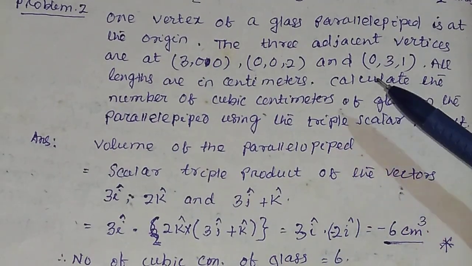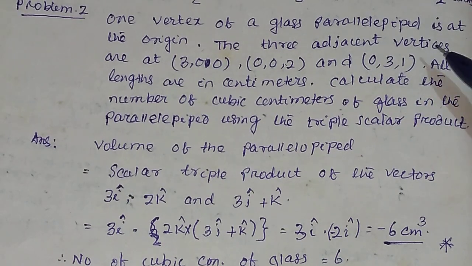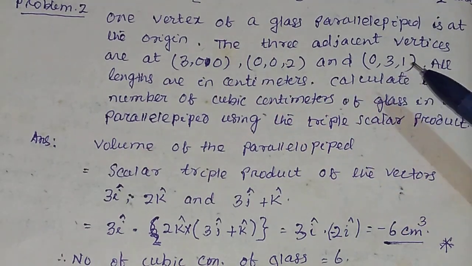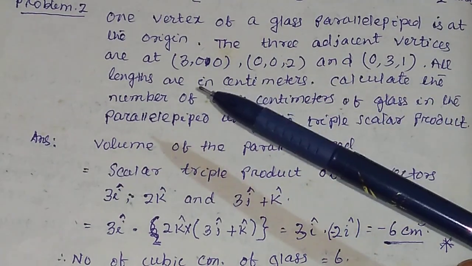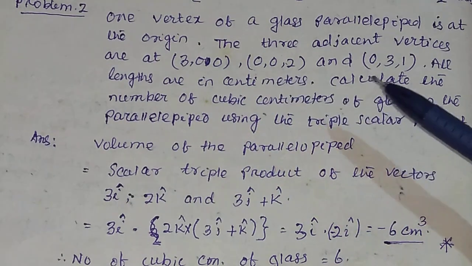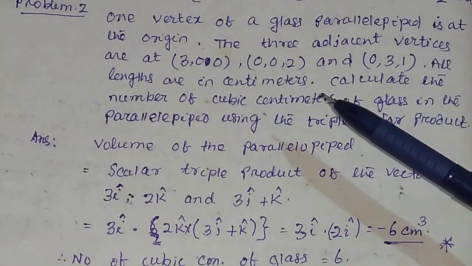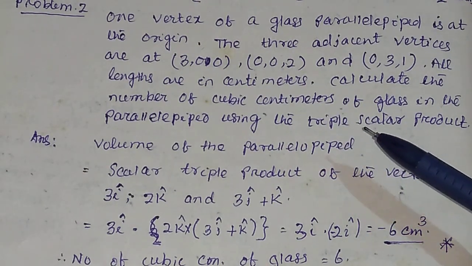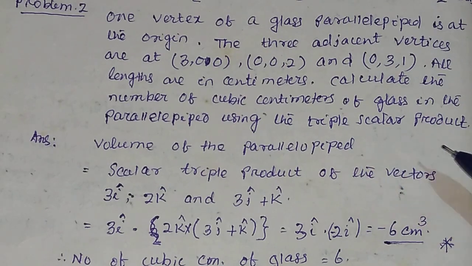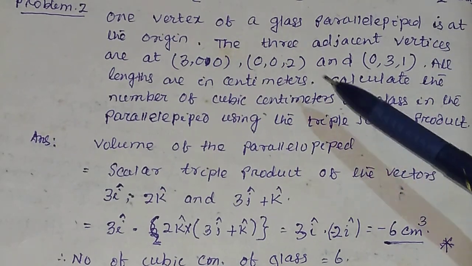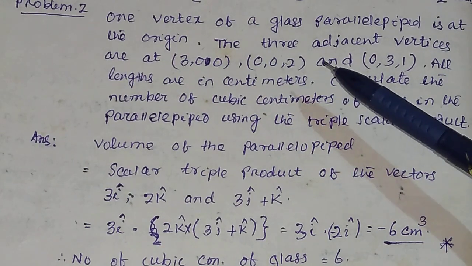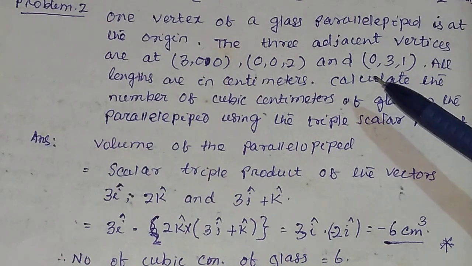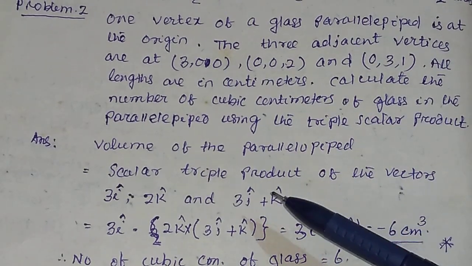Next question: one vertex of a glass parallelepiped is at the origin. The three adjacent vertices are at 3, 0, 0, 0, 0, 2 and 0, 3, 1. All lengths are in centimeters. Calculate the number of cubic centimeters of glass in the parallelepiped using the triple scalar product. Taking the vertices of the parallelepiped, you can define the three vectors.